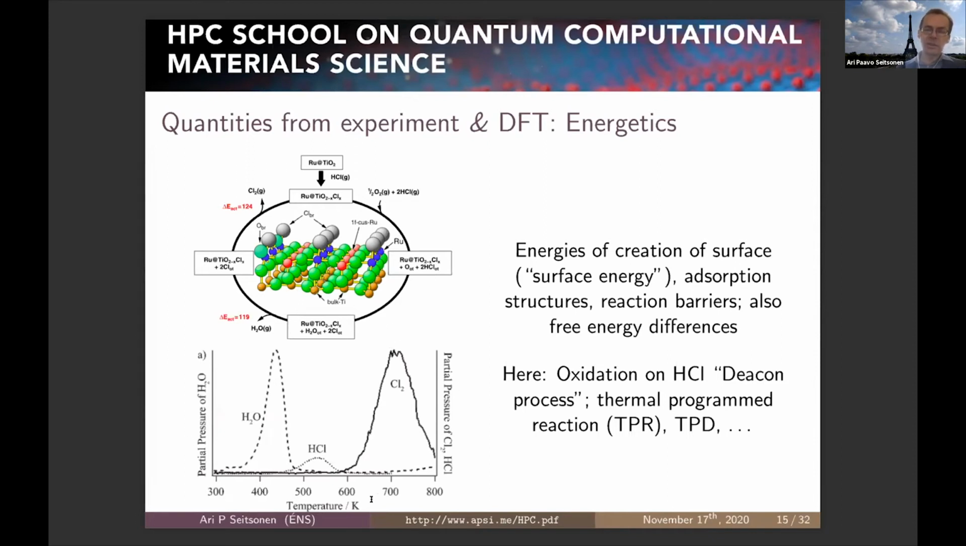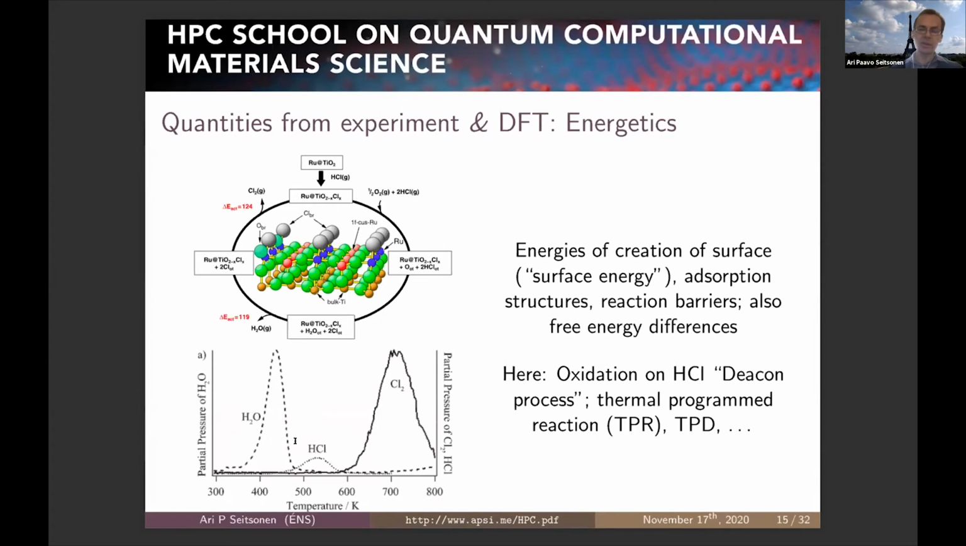So here I saw an example of the so-called temperature programmed reaction. In the experiment, they deposit the molecules on the surface. In this case, it's the HCl and the oxygen. And then they heat up the system. At some point, the reactants are able to overcome the energy barriers, the free energy barriers in that case. And then one can measure what comes out from the experimental cell.